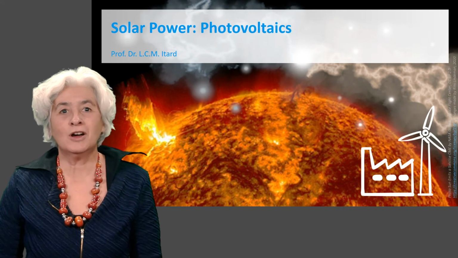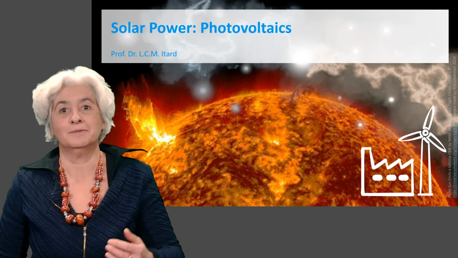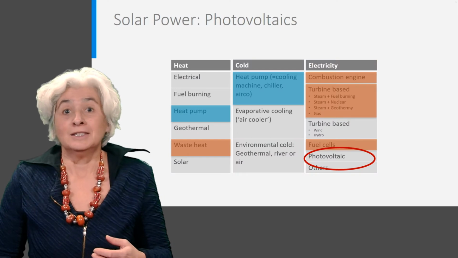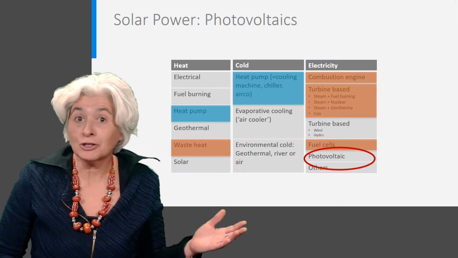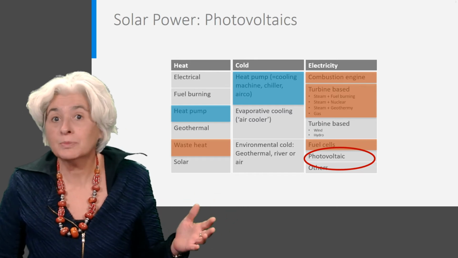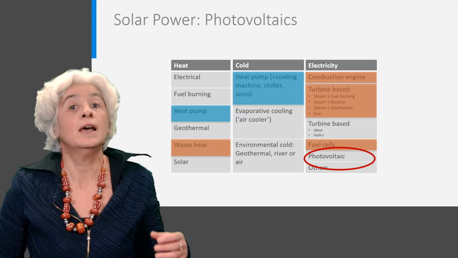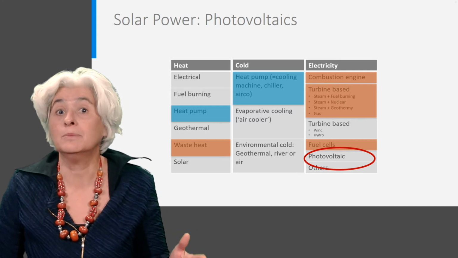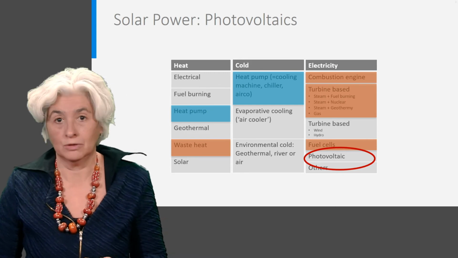Welcome to this lecture about solar photovoltaics for the production of electricity. This is our last lecture on the production of electricity. In another lecture, we have already seen that it is possible to produce steam with solar heat and therefore to produce alternating current with a steam turbine. Photovoltaic is a completely different technology.